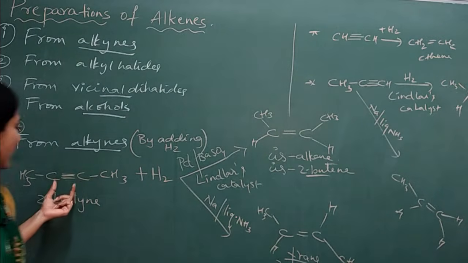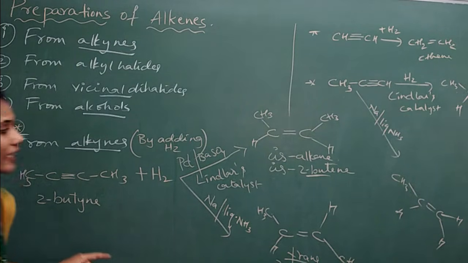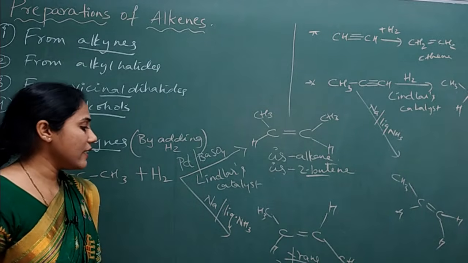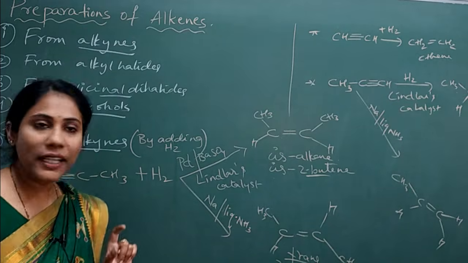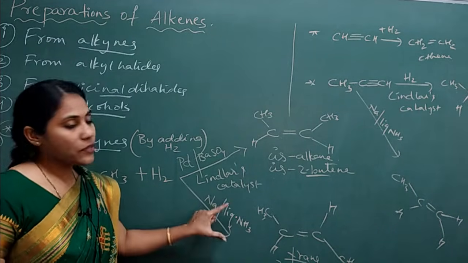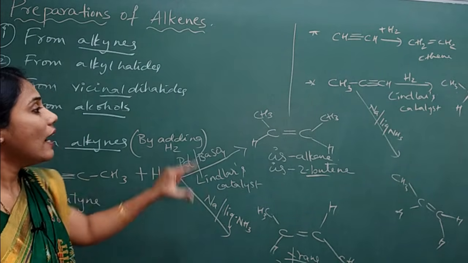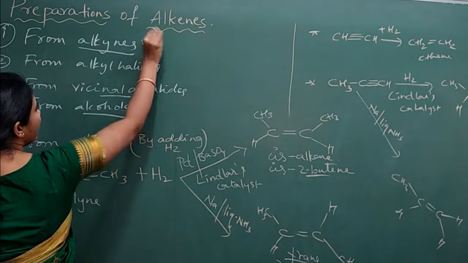But if the alkyne is something like 2-butyne, then you have a chance of getting cis and trans. When do you get cis? When you use Lindlar's catalyst. When do you get trans? When you use sodium over liquid ammonia. Okay, so this differentiation is very, very important. This is how we can prepare alkenes from alkynes. So this category we have completed.